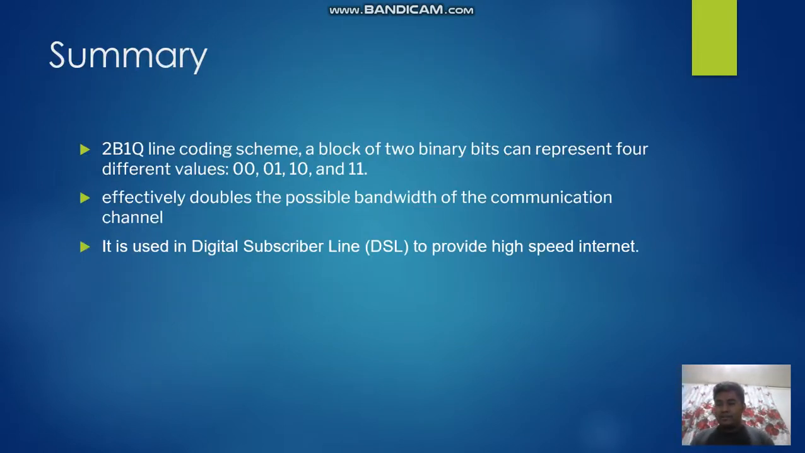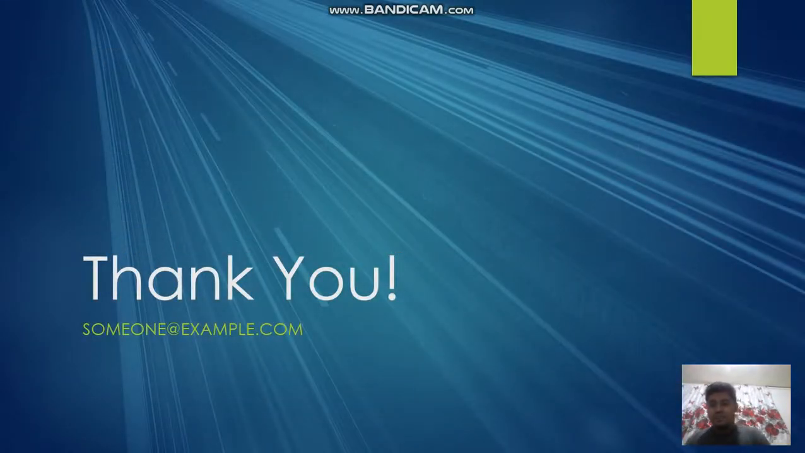So we have here the summary. The 2B1Q coding scheme: a block of 2 binary bits can represent 4 different values: 00, 01, 10, and 11. It effectively doubles the possible bandwidth of the communication channel, and it is used in digital subscriber line, DSL, to provide high-speed internet. So that would be all.